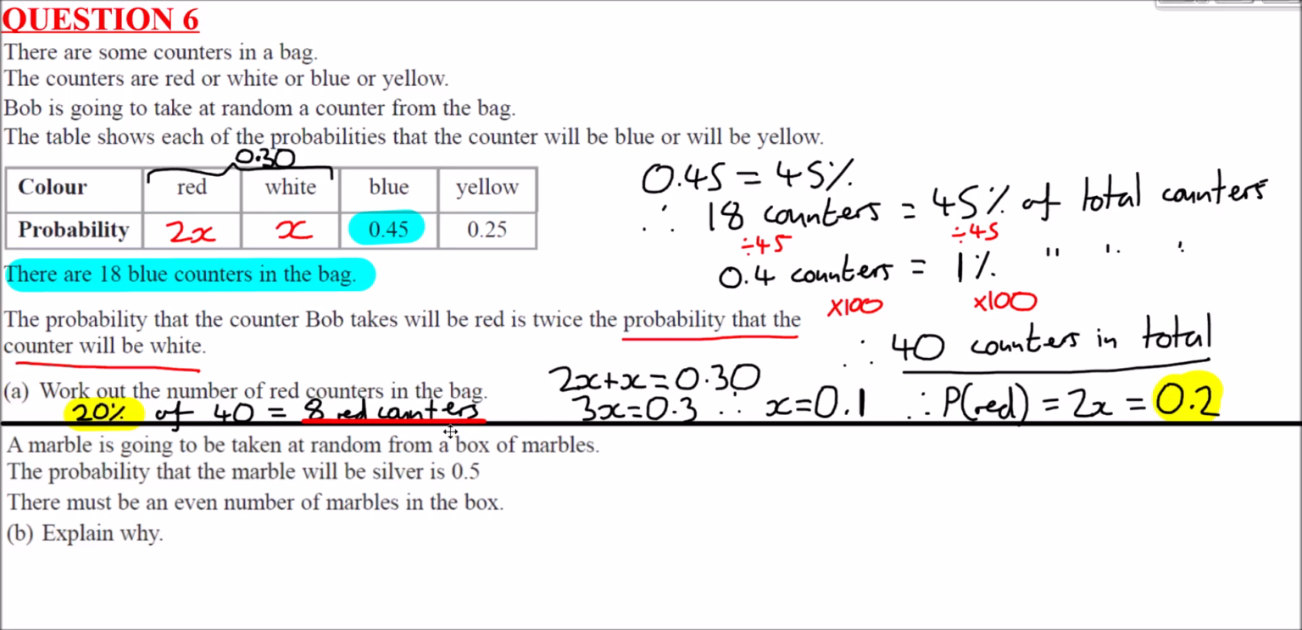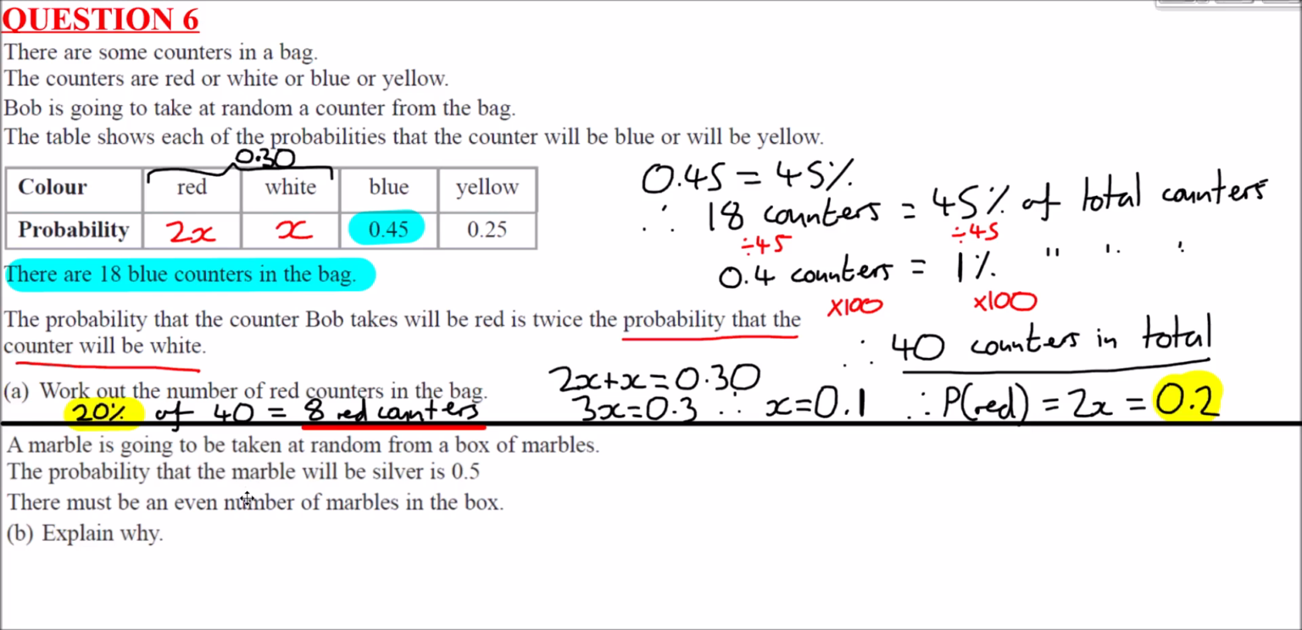Now part B is slightly awkward to explain. A marble is going to be taken at random from a box of marbles. The probability that the marble will be silver is 0.5. There must be an even number of marbles in the box. Explain why. Well, if I'm taking a marble and the chance it's silver is 0.5, 0.5 is exactly half. So that's saying half of them must be silver and half must be not silver.